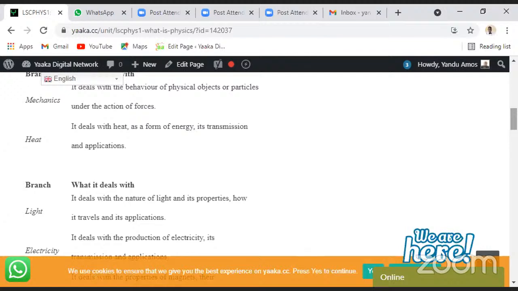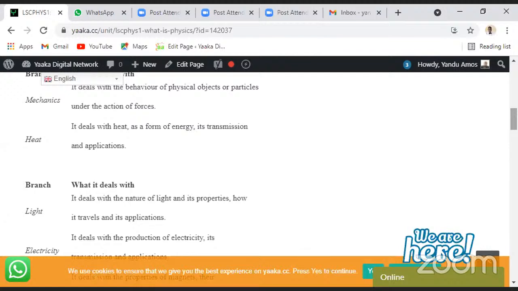Then the applications, the diversity we have in its uses. So where do we use it, and how do we use it? That is what we're talking about, its applications. You find in cooking, we use heat and so many others. So how we use it is under applications.